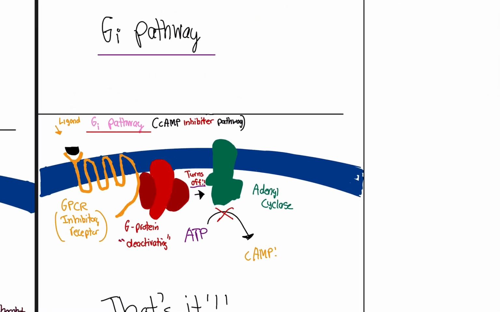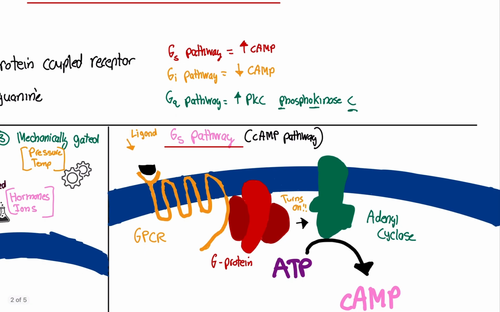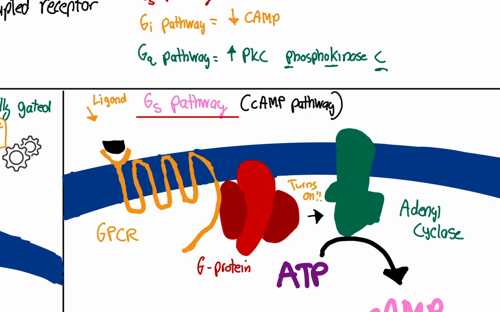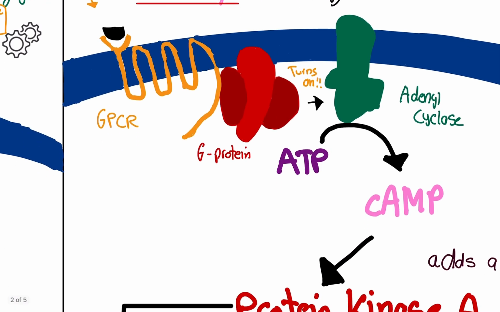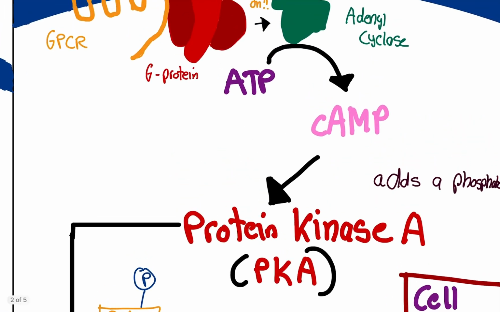So yesterday, or the previous video, whenever you watch it, if you do watch it, we went over the GS pathway, and that's right over here. And this is the cAMP pathway. This pathway generates cAMP, and we get a cell response, right? So something in the cell happens.